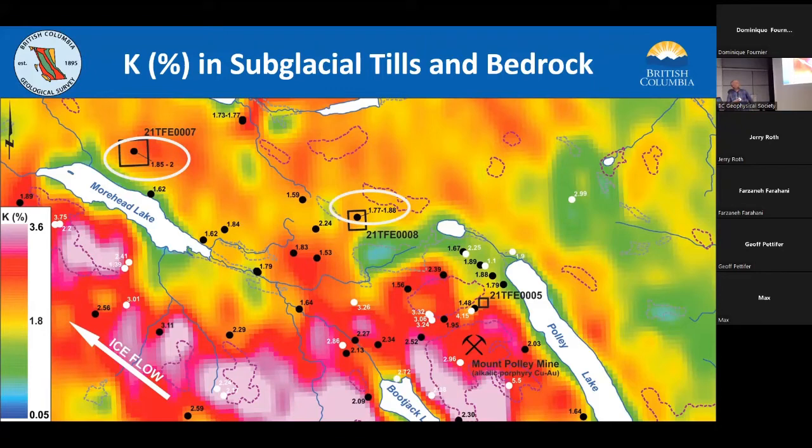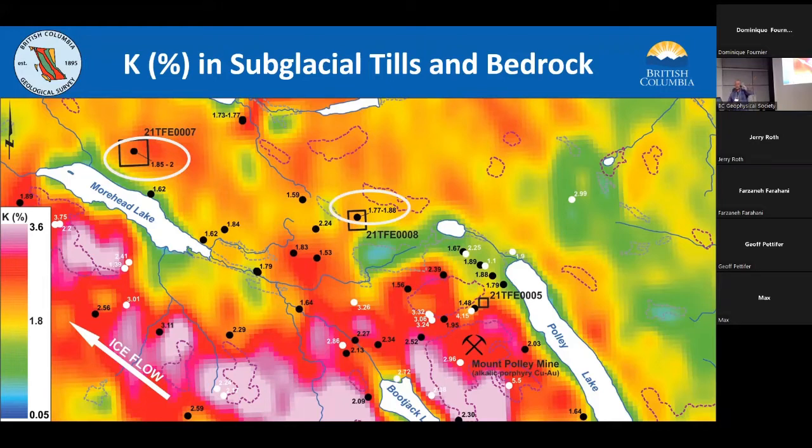I've made 2 circles here. We've collected a sample in each of the survey areas that we worked in. Again, that's potassium percent, ranging from 1.85 to 2 at survey 7, and 1.8 to just about 1.9 in survey 8.